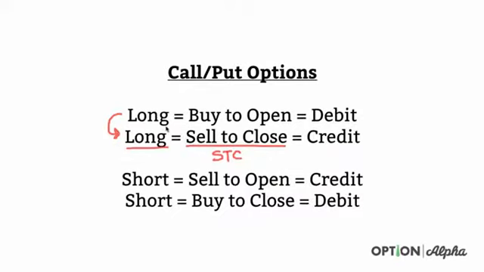So we already have a long option. We want to go back in and exit the trade. We want to use a sell to close order. And when we sell that option back to the market, we're going to collect a credit for doing so. We just hope we collect more than the debit.